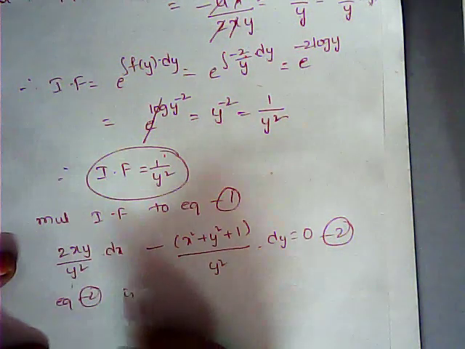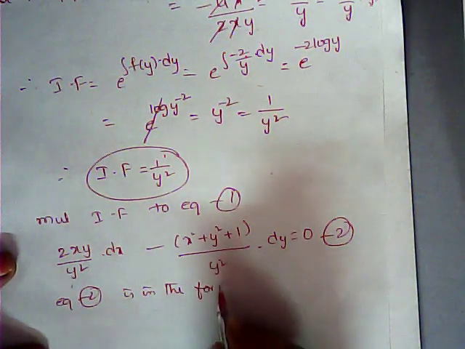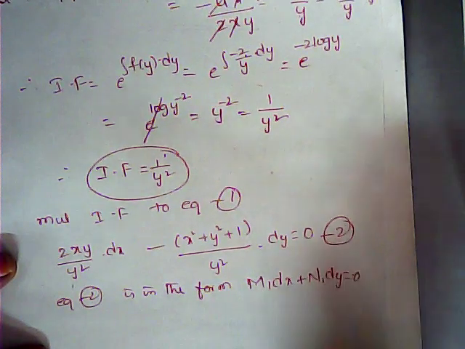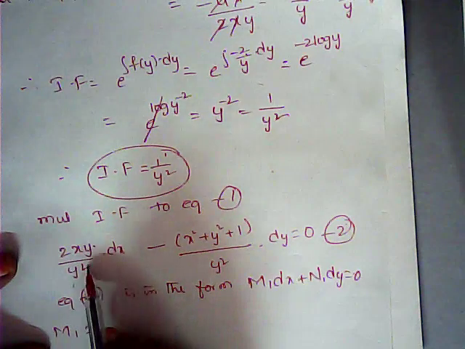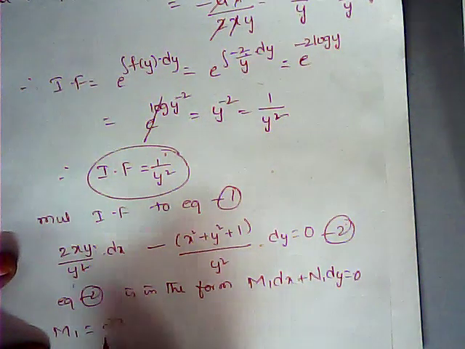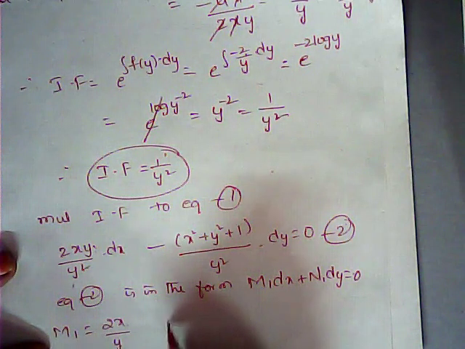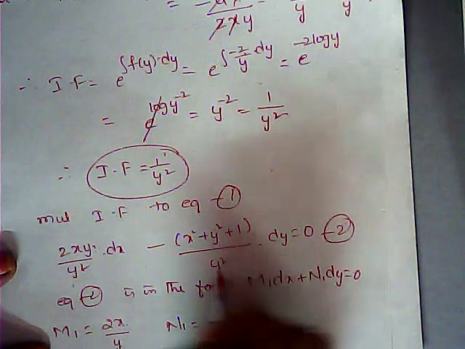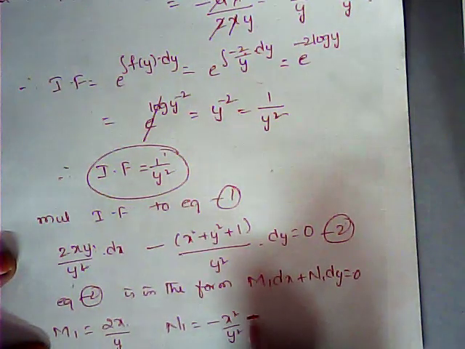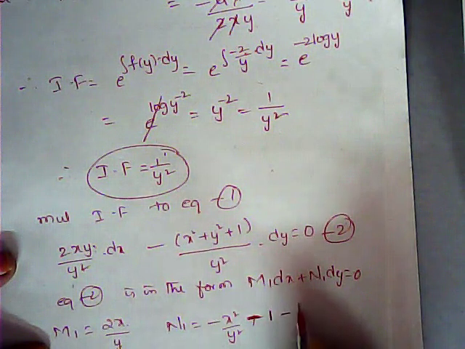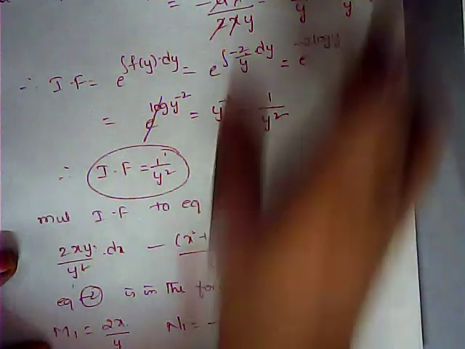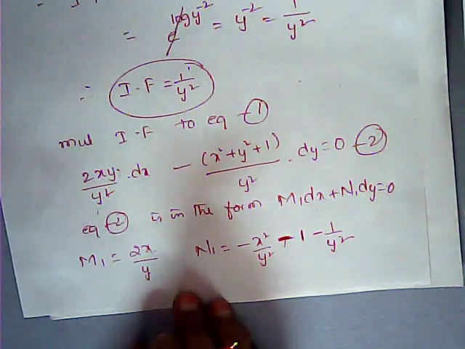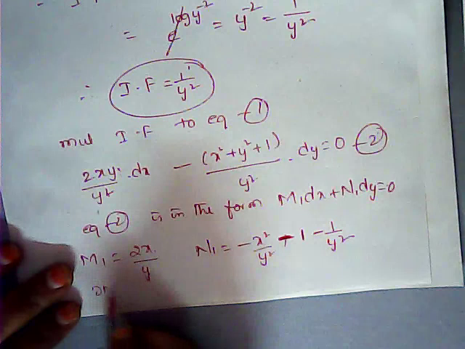Equation 2 is in the form m1 into dx plus n1 into dy is equal to 0. So here m1 is equal to, y and y get cancelled, so I can write 2x by 1. And n1 I got as minus x squared by y squared plus y squared by y squared, which gives 1. So minus 1 by y square. So these are the m1 and n1 terms.